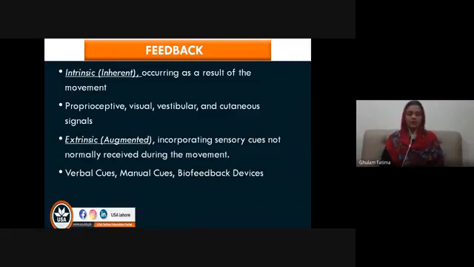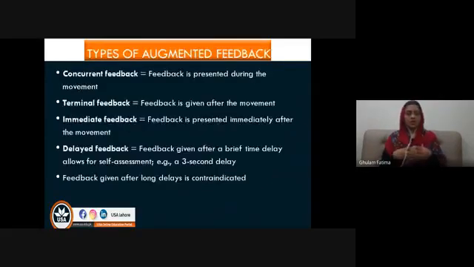So feedback is very important, and extrinsic feedback is totally in your hands. This is the type of feedback which can be controlled by the therapist. Your augmented feedback is the type of feedback that can be controlled by the therapist. So we have different types of augmented feedback that we will select according to the situation of the patient.